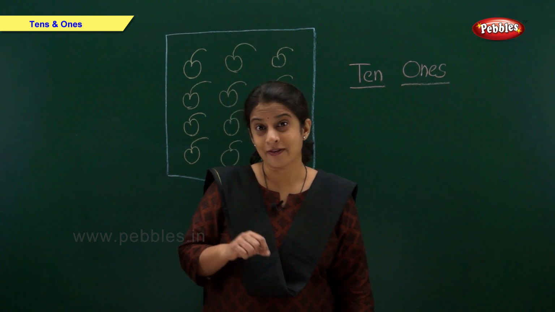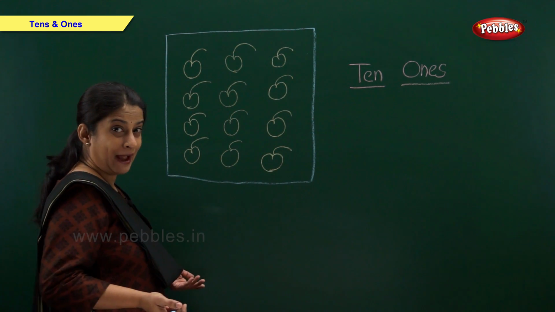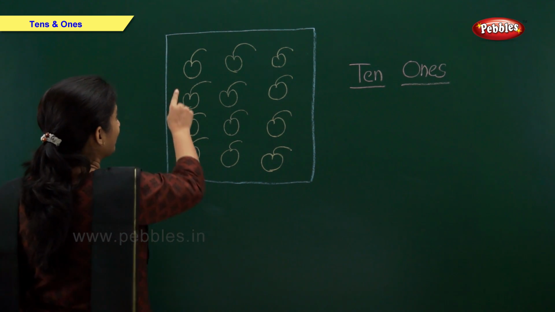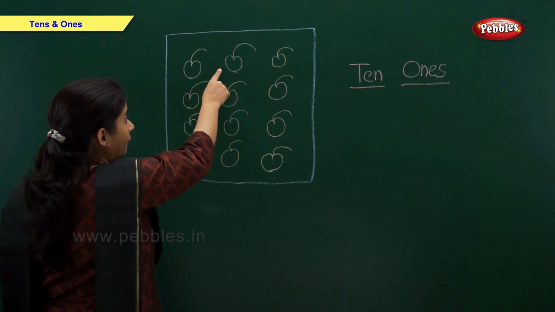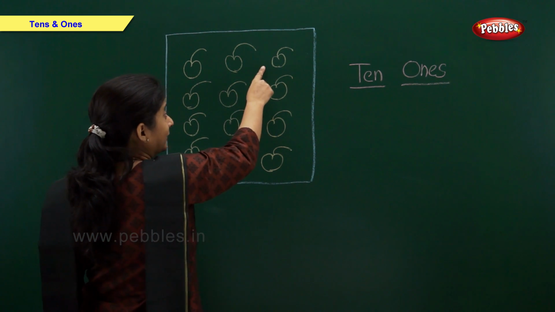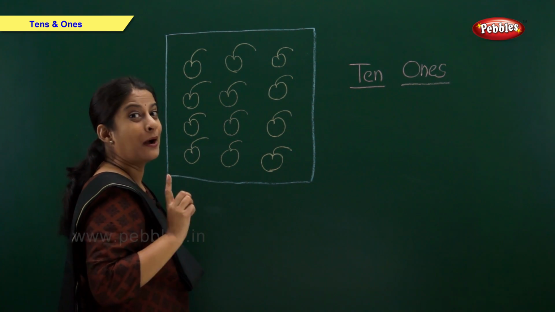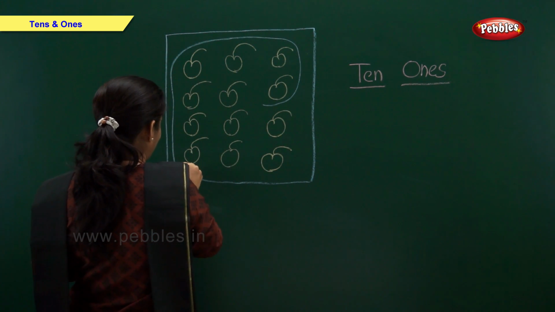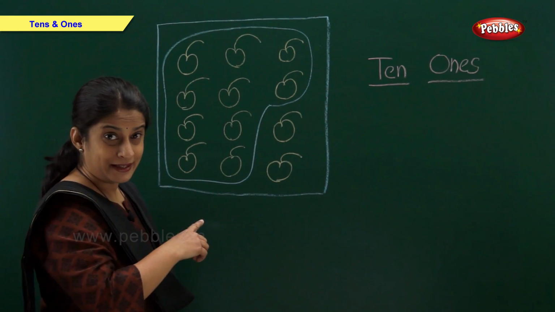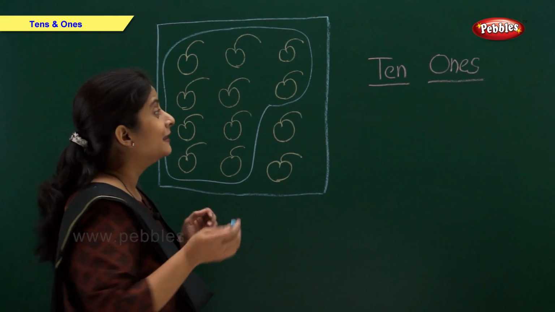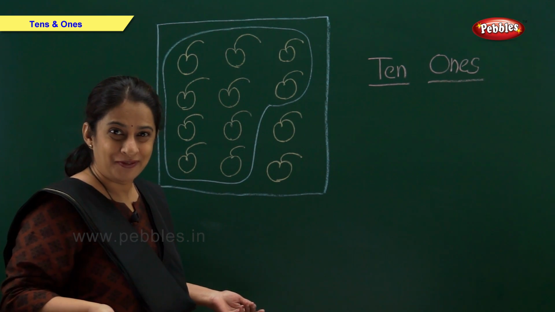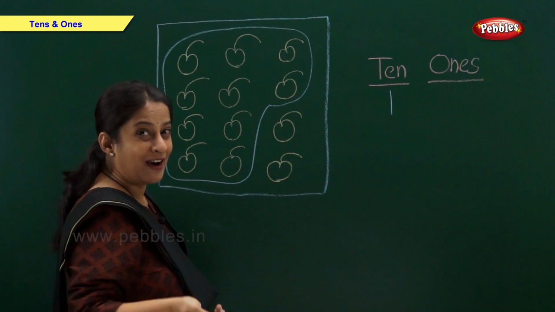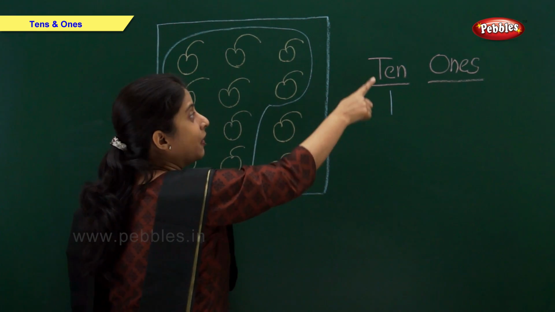Let's make a group of 10 and write the numbers. Now we have a box full of apples. Let's count and make a group of 10. 1, 2, 3, 4, 5, 6, 7, 8, 9, 10. Now let's make a group of 10. 10 apples. Now, tell me how many groups we have? Right, we have one group of 10. How many? We have one group of 10.